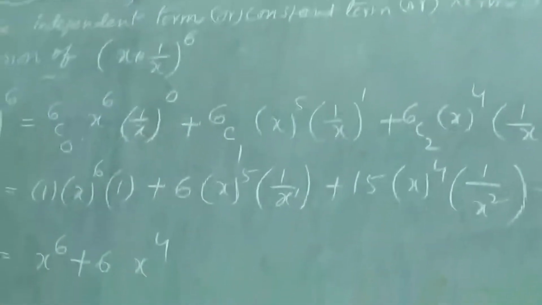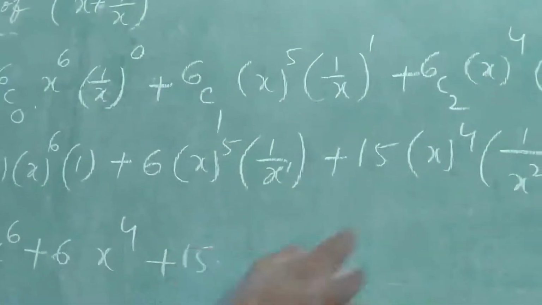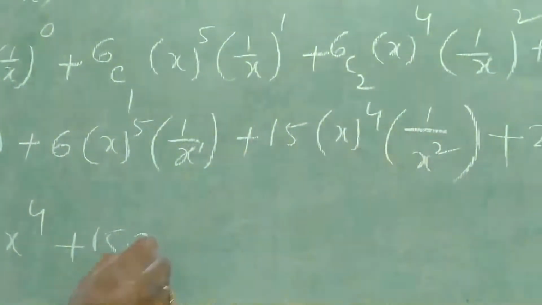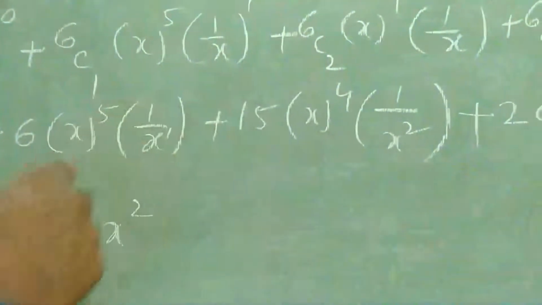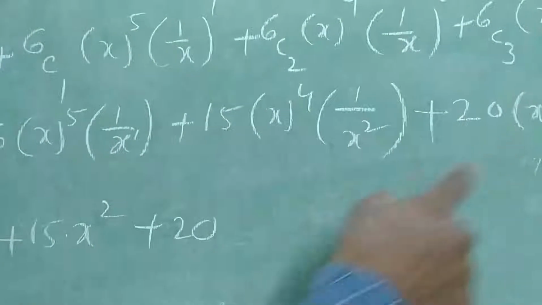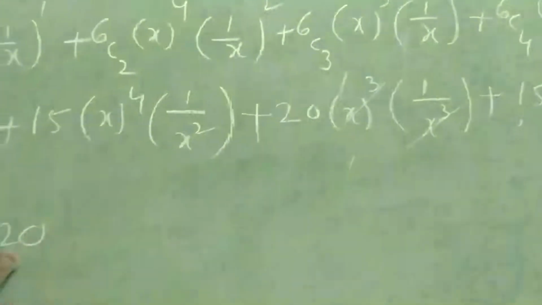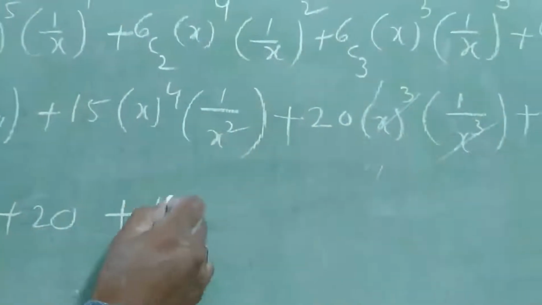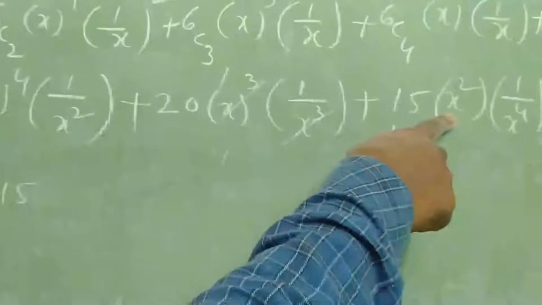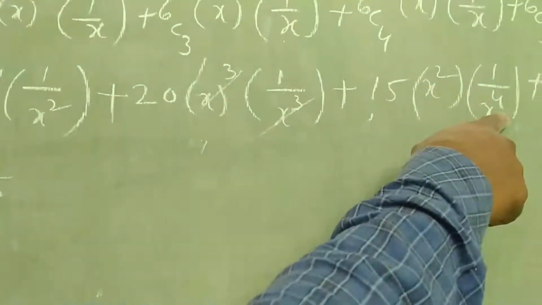And next one, plus 15 into x to the power of 4 by x square, 4 minus 2, 2. Plus 20 x cube by x cube, both are cancelled, 20 into 1 into 1, 20. Plus 15 into x square by x to the power of 4.